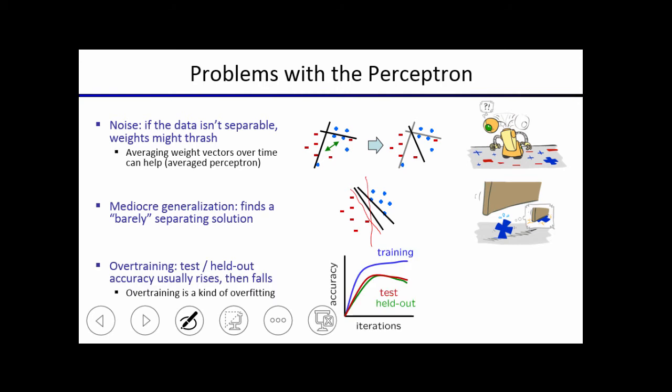And the third problem is that it's possible to overtrain. Overtraining is kind of like overfitting. It's pretty similar, but basically, as you continue training, your training error will get better and better because you keep improving and decreasing your error rate based on the errors that you've seen. But over time, your test and held-out performance might decrease. This is essentially what happens if you run it for too long.